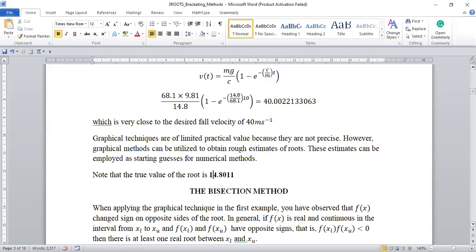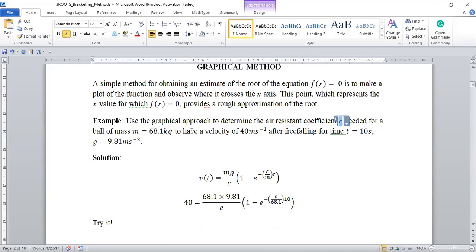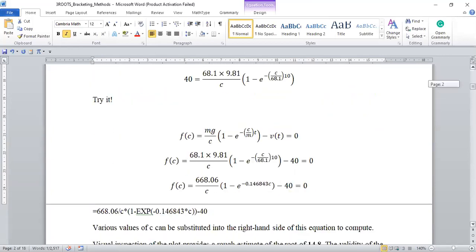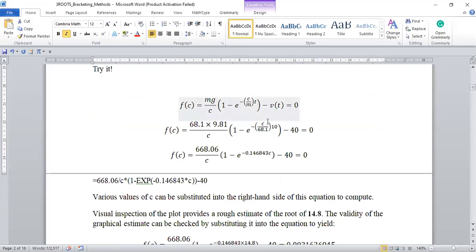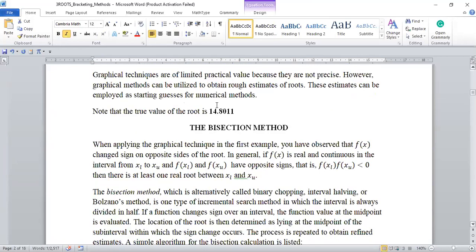So the answer to this particular question, to find the air resistance coefficient C when all these parameters are given, is that C is equal to 14.8. Using the graphical method, we got 14.8. So that's the solution to this problem. But the graphical solution is not accurate. Using a computer, like what I just did, you can go very close to the solution. But in general, if you are plotting it by hand, it's not so accurate. So we go to the other methods.